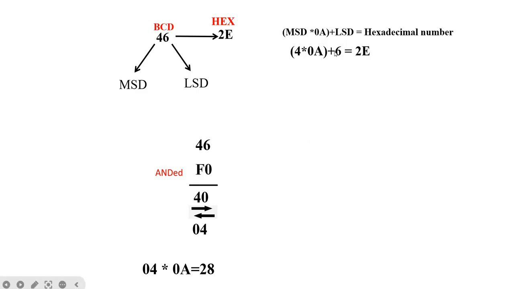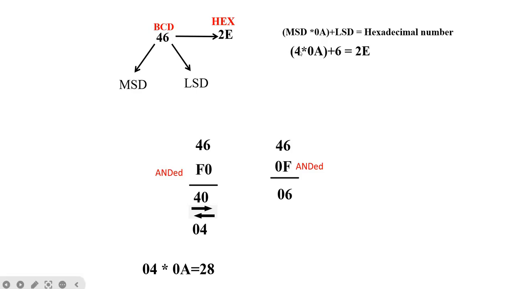Now what is the next step? We have to extract the least significant digit. For that, again we will take 46 and AND it with 0F. To get the MSD, we are ANDing 46 with F0, and to get the LSD, that is the least significant digit, we are ANDing the given number with 0F. Now we will get the result as 06. So directly we are getting the least significant digit here and there is no need of swapping.